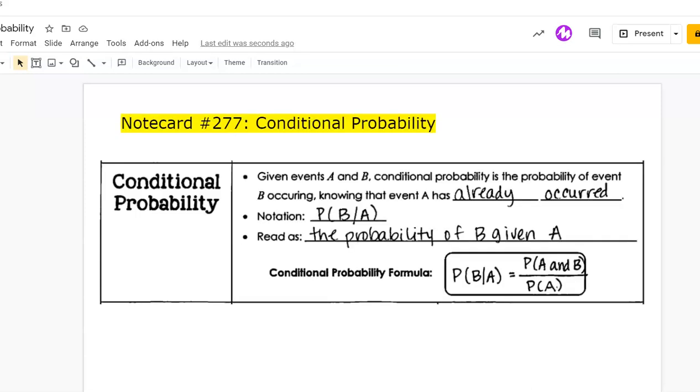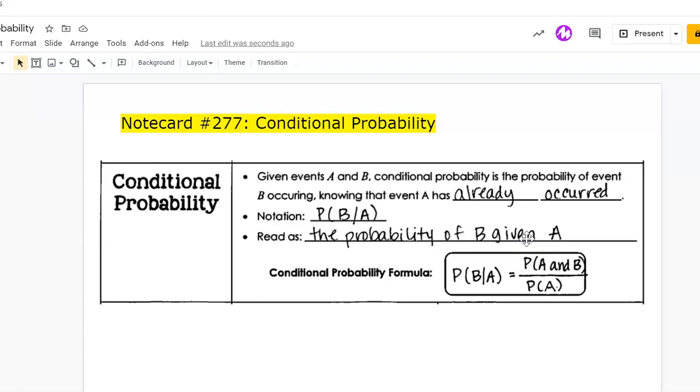Okay, so note card 277, conditional probability. What is conditional probability? Well, given that events A and B, so you're given two events, A and B. Conditional probability is the probability of event B occurring knowing that event A has already occurred. And you can also say it the other way, like event A is occurring knowing that event B has occurred. So the A and B guys are just parameters. They're just standing for an event, like drawing a queen out of a deck of cards, or rolling a 4 with a standard die.